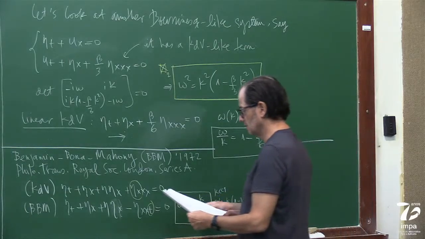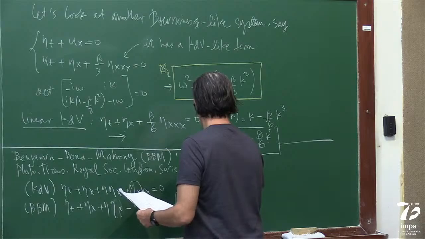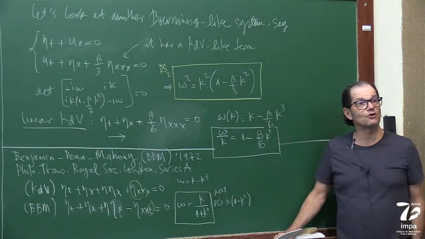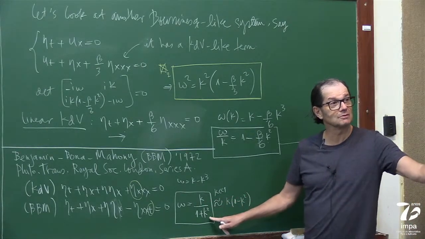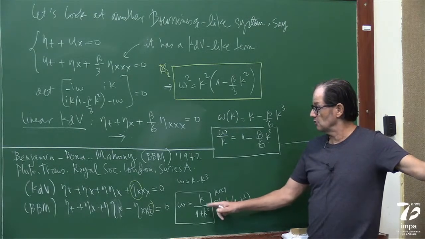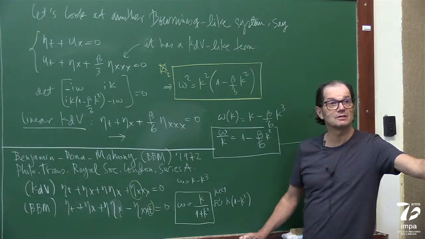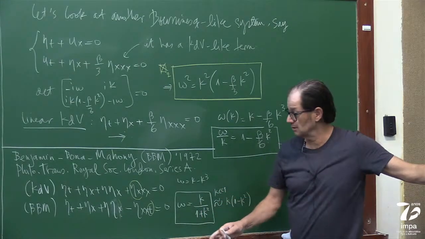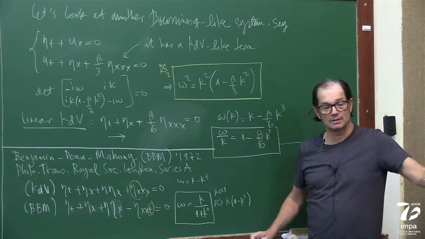Whereas for the KdV, omega is k minus k cubed. So you see, to leading order, it's the same thing. But this is a Padé approximation, a linear polynomial over a quadratic polynomial. And you see that here, when k goes to infinity, in the mathematical Fourier representation, this goes to 0.